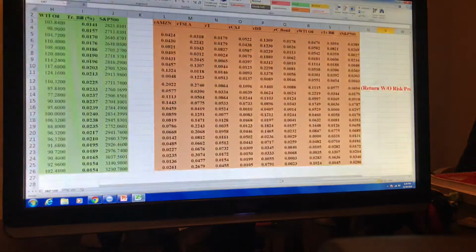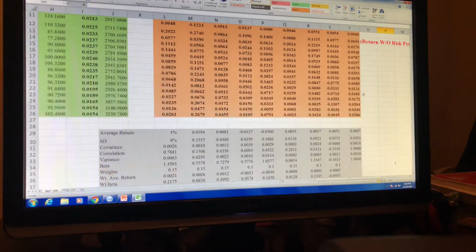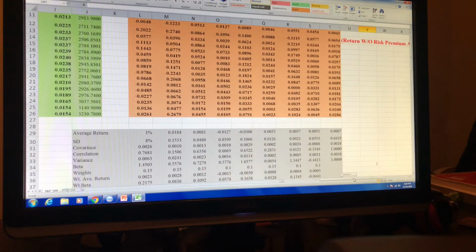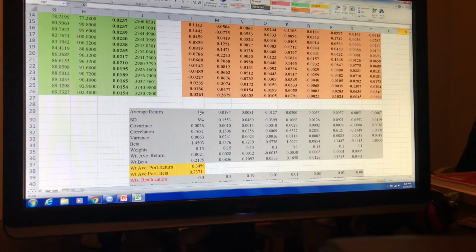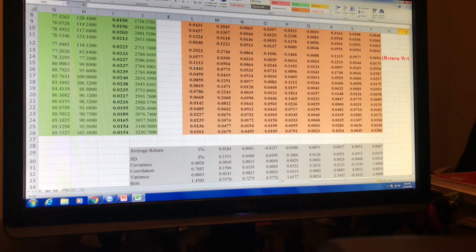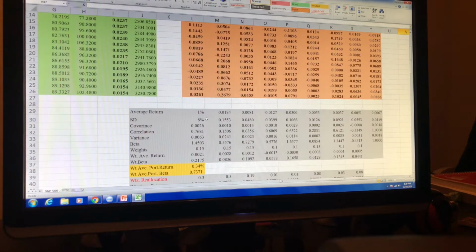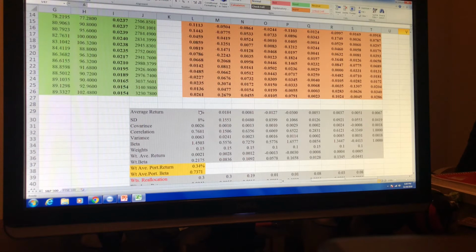Let's go back to the return. So the average return, remember this section right here is return without risk premium adjustment. The average return for Amazon stock was about 1%, meaning that the average return for these 24 months, if you were to invest $1, 1% of $1 is 1 penny. So you will be getting 1 penny back on your investment if you were to decide to invest $1.